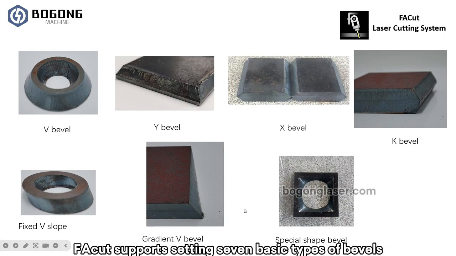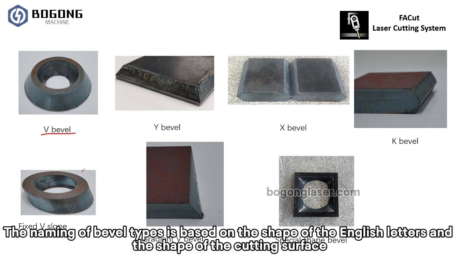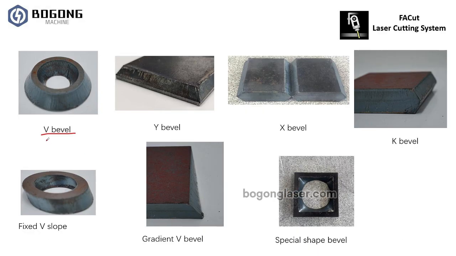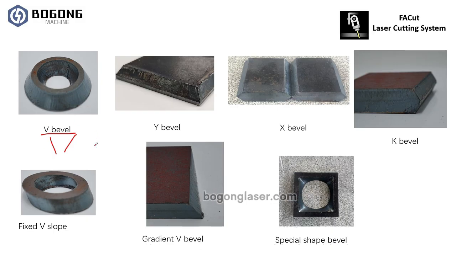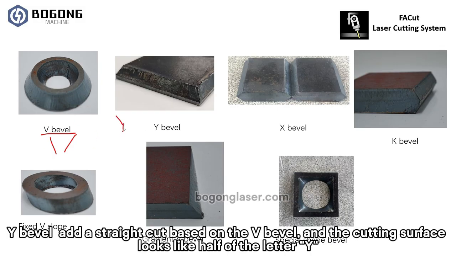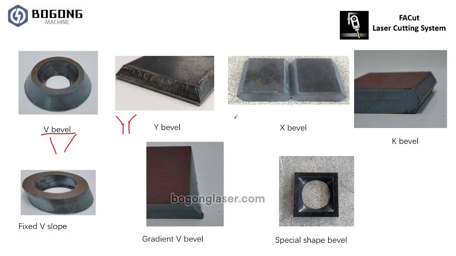FACut supports setting 7 basic types of bevels. The naming of bevel types is based on the shape of the English letters and the shape of the cutting surface. Such as V-bevel, it is a bevel generated by one cut, with the cutting head maintaining the same inclination angle. Y-bevel adds a straight cut based on the V-bevel, and the cutting surface looks like half of the letter Y.